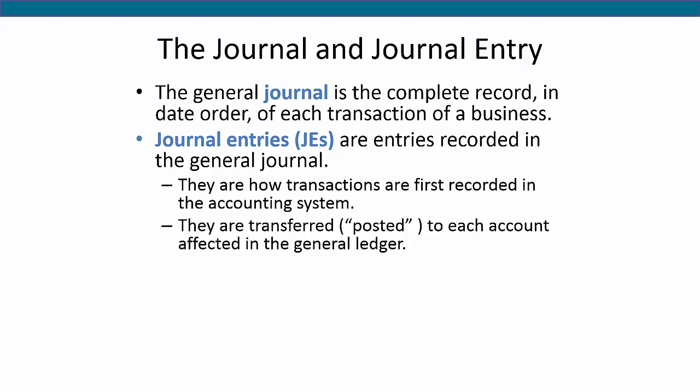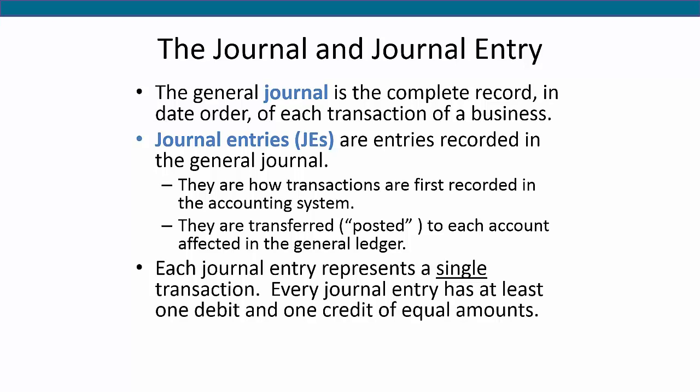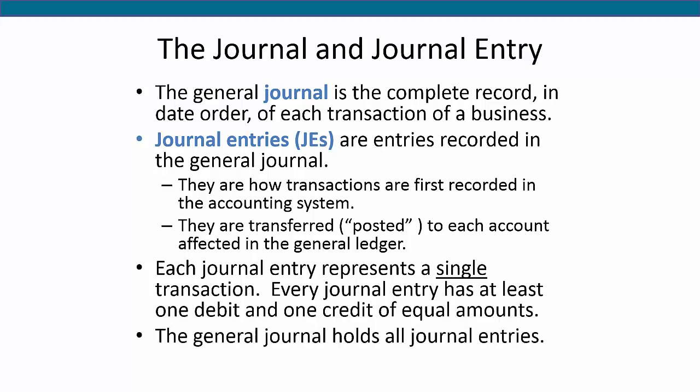Journal entries are transferred, or posted, one entry at a time as debits and credits to each account in the general ledger. Each journal entry represents a single transaction. Every journal entry has at least one account that is debited and at least one account that is credited. Each debit and credit is of equal amounts. And finally, the general journal holds all the journal entries.